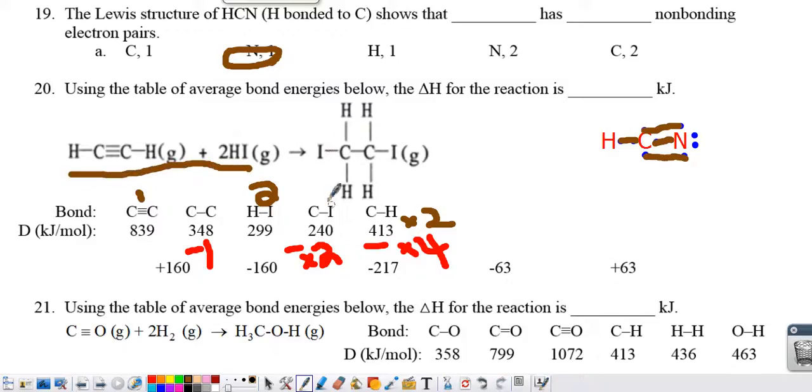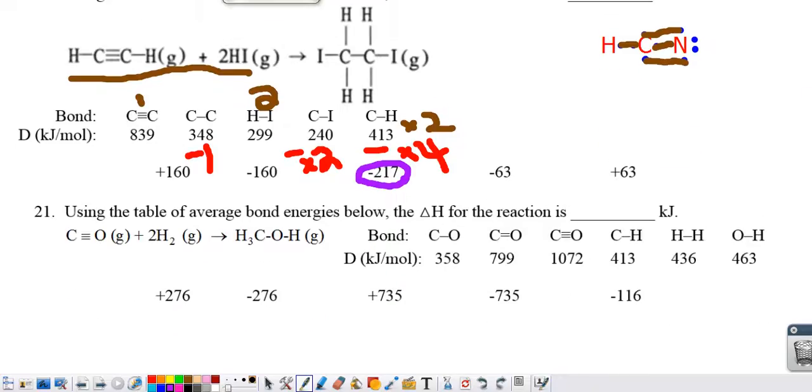And then for the product side I have negative 348, negative 2 times 240, negative 4 times 413. And the answer is negative 217. That is an exothermic reaction because there's more energy released, negative 217, than energy put in, exothermic. Same thing's occurring in number 21.